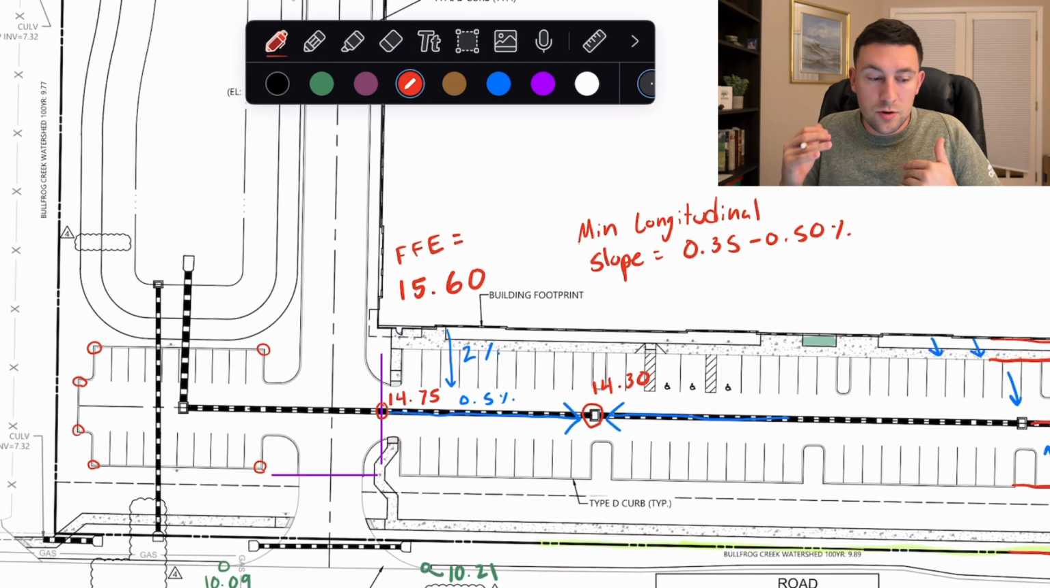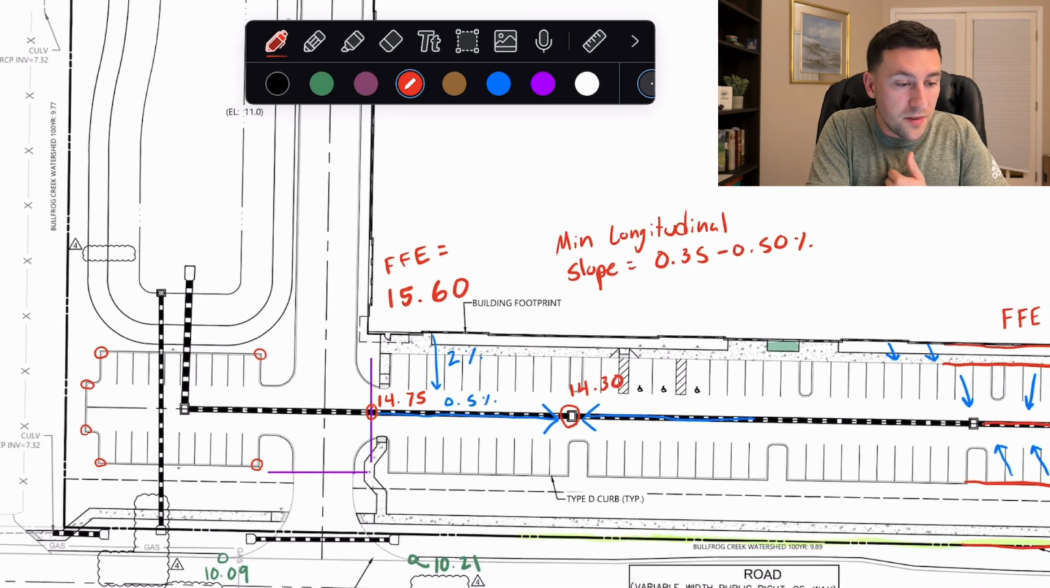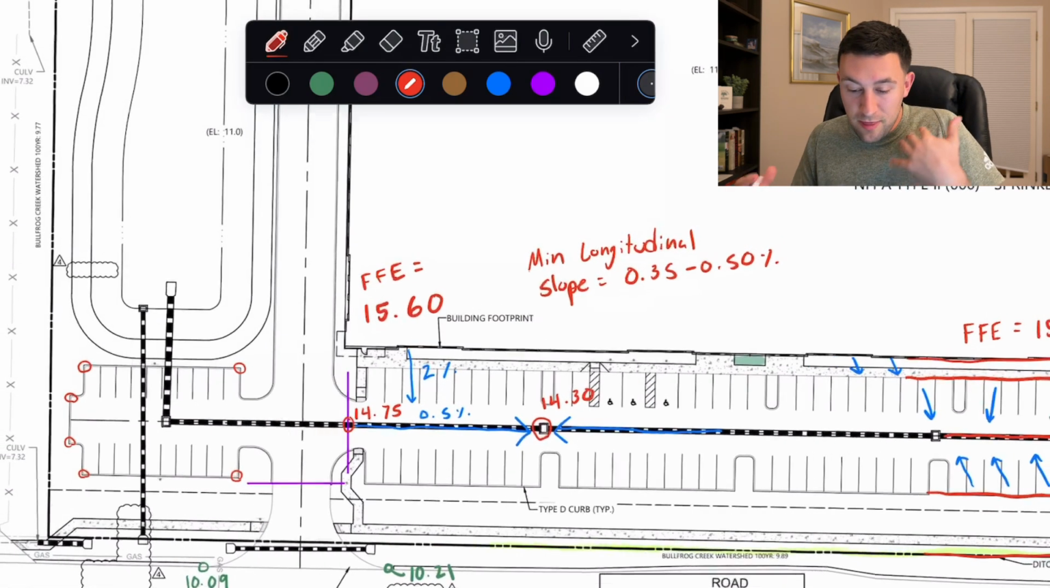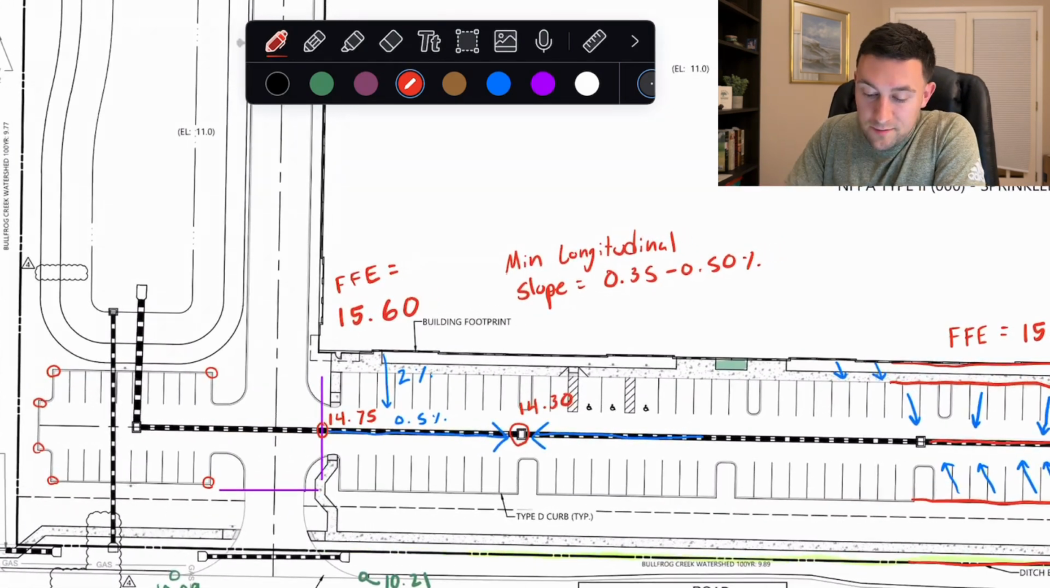It just comes down to experience level, troubleshooting, coming up with different options and alternatives. But this is the way that we can actually start thinking about some of this stuff. We're going to have to tell the contractor that 14.75 grade and this 14.3.